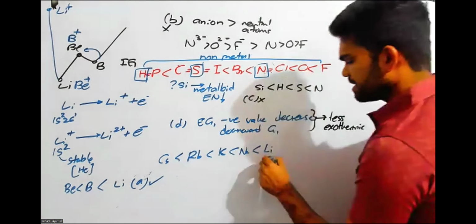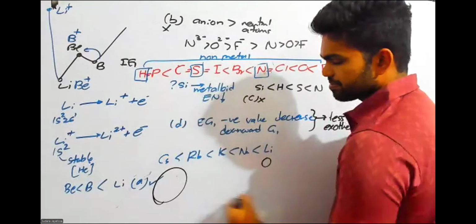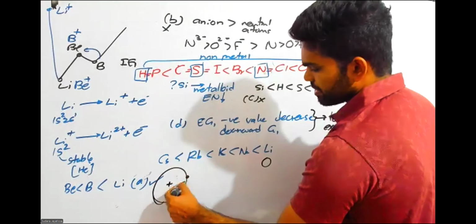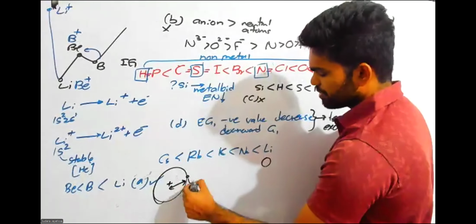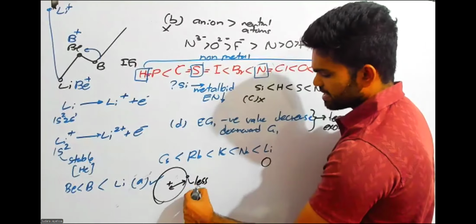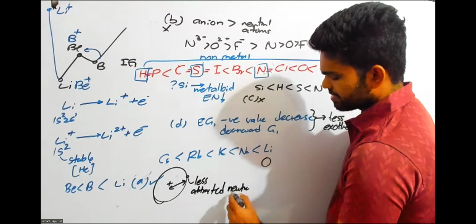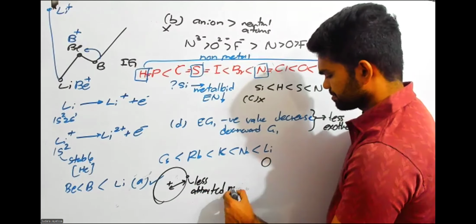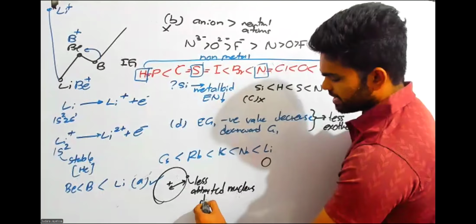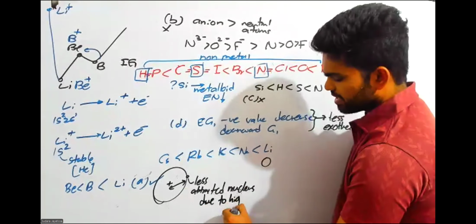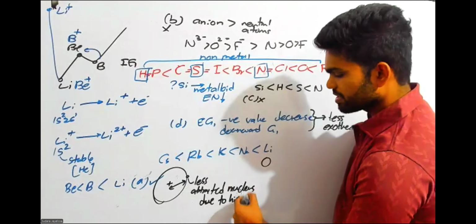Because here you can see the radius is smaller, but when it comes to cesium, it is relatively very large. So now the new electron and the nucleus will have a very large gap. Therefore this electron is less attracted to the nucleus, due to higher distance. That's why electron gain energy is low. It will not release that much energy because it is less stable.